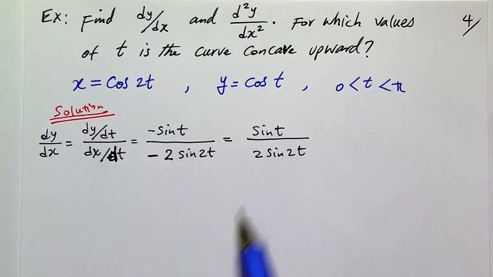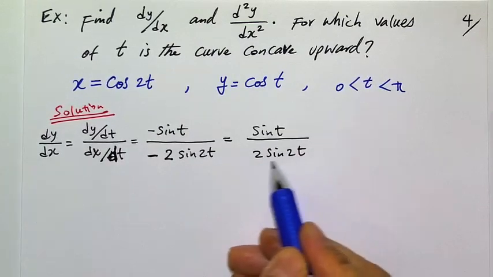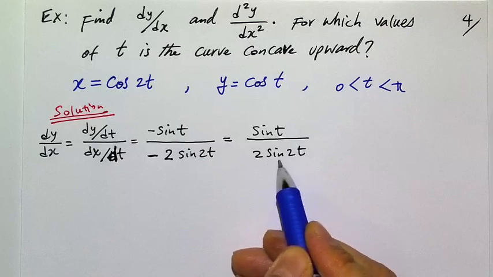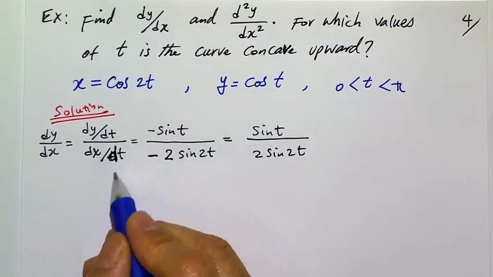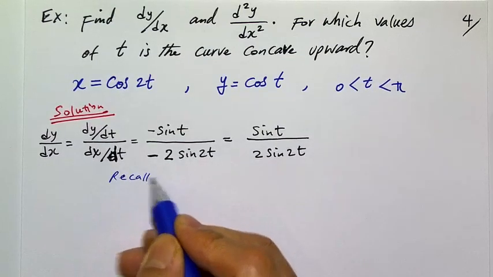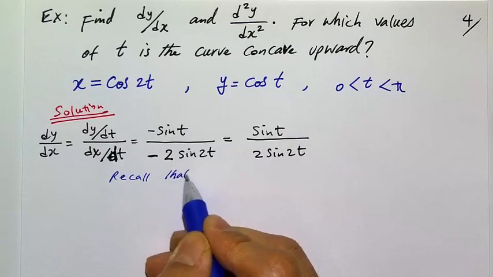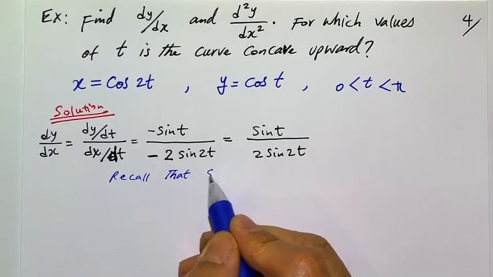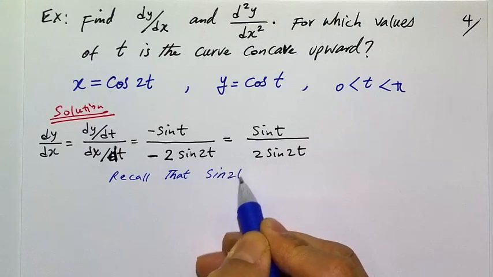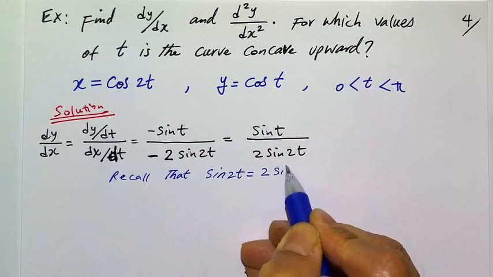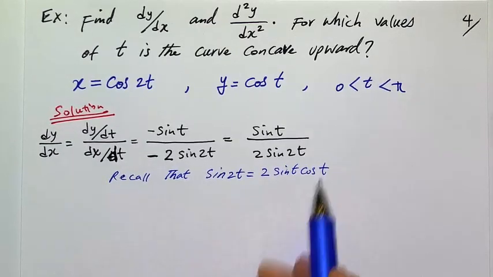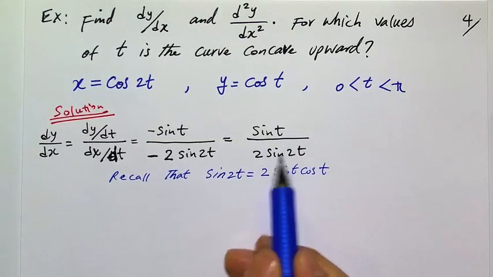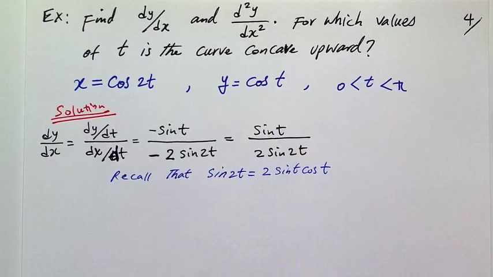So now recall in trigonometry, we have an expression for sine 2t, the double angle. It's 2 sine t cosine t. So let's recall that sine 2t is equal to 2 sine t cosine of t. So we can replace for that with this expression. Let's do that.